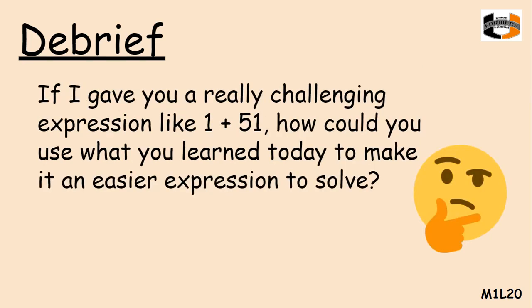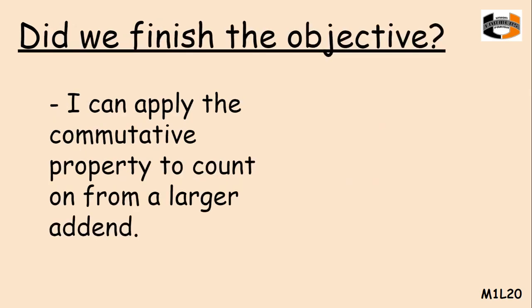If I gave you a really challenging expression like 1 plus 51, how could you use what you learned today to make it easier to solve? You could choose to put the 51 first and count on one more. 51, 52, and you have your total. Did we finish the objective today? I can apply the commutative property to count on from a larger addend. Yes, we chose the larger addend as the way to go. It's easier to count on that way.